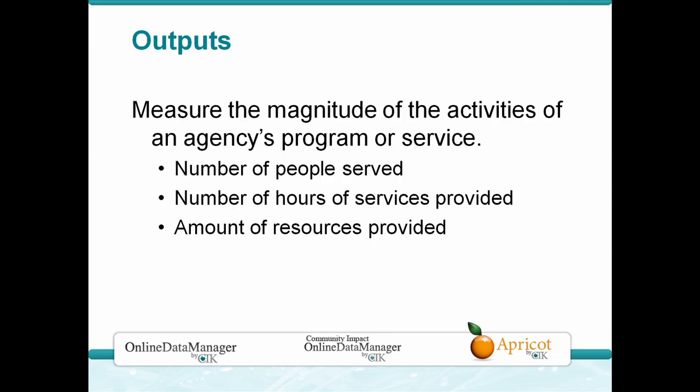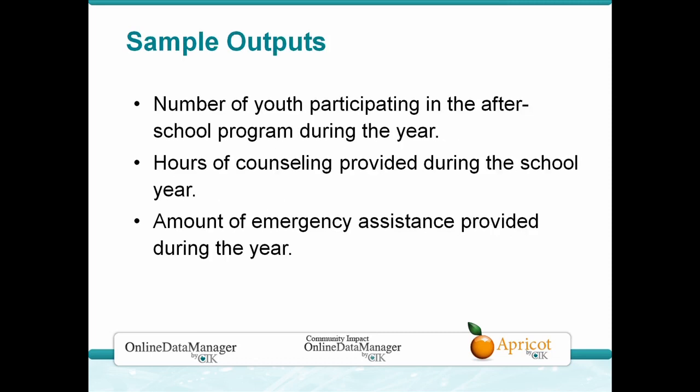The second definition, outputs. Outputs measure the magnitude of the activities of an agency's program or service: the number of people served, number of hours of service provided, the amount of resources provided. Examples would be the number of youth participating in the after-school program during the year, the hours of counseling provided during the school year, or the amount of emergency assistance provided during the year. So outputs measure productivity, as I think about it.